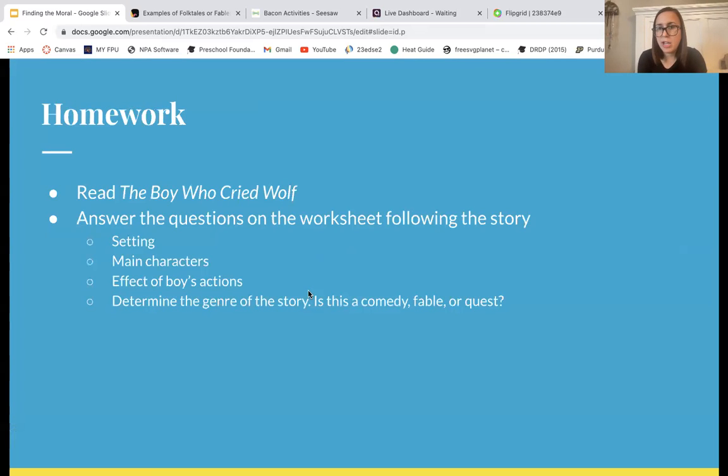For homework, I'm going to have them read The Boy Who Cried Wolf, and then it's going to be the same thing. They're just going to answer some questions about the story.